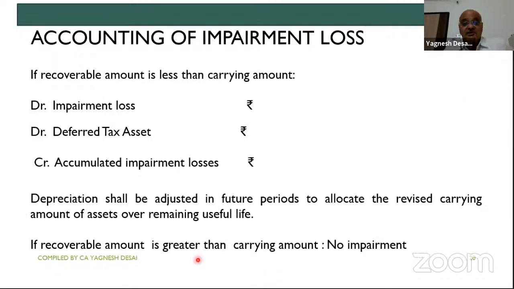All right, the accounting entry: if the recoverable amount is less than the carrying amount. Our recoverable amount is 90,000, the carrying amount is 1 lakh. So 1 lakh is my carrying amount, the recoverable amount is 90,000, so the impairment loss is 10,000. Also the deferred tax asset, either reversal of the DTL or creation of a fresh DTA. Naturally, the future depreciation will depend on the revised carrying value.